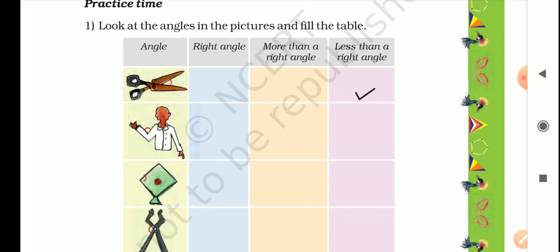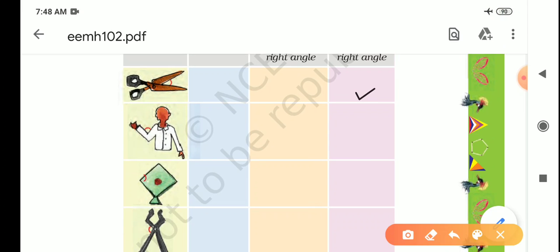Then in the second one, a boy is standing and he is raising his hand in the position of 90 degrees. So here our answer will be right angle. So we will put a tick mark in the column of right angle. Next, a kite is given, but the kite is in the form of 90 degrees in a standing straight position. Two sides are straight. We have studied that if two sides are straight in a position of 90 degrees, it is called a right angle. So here also we will mark in the column of right angle.